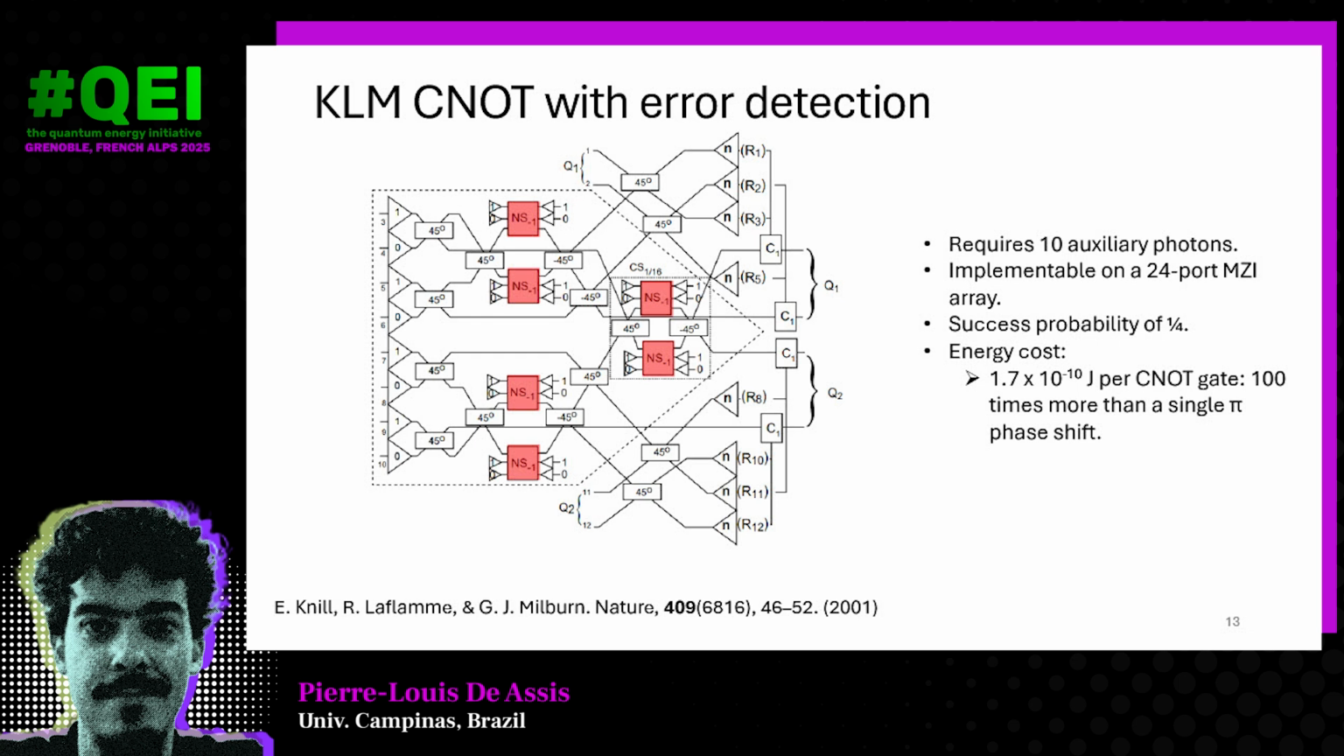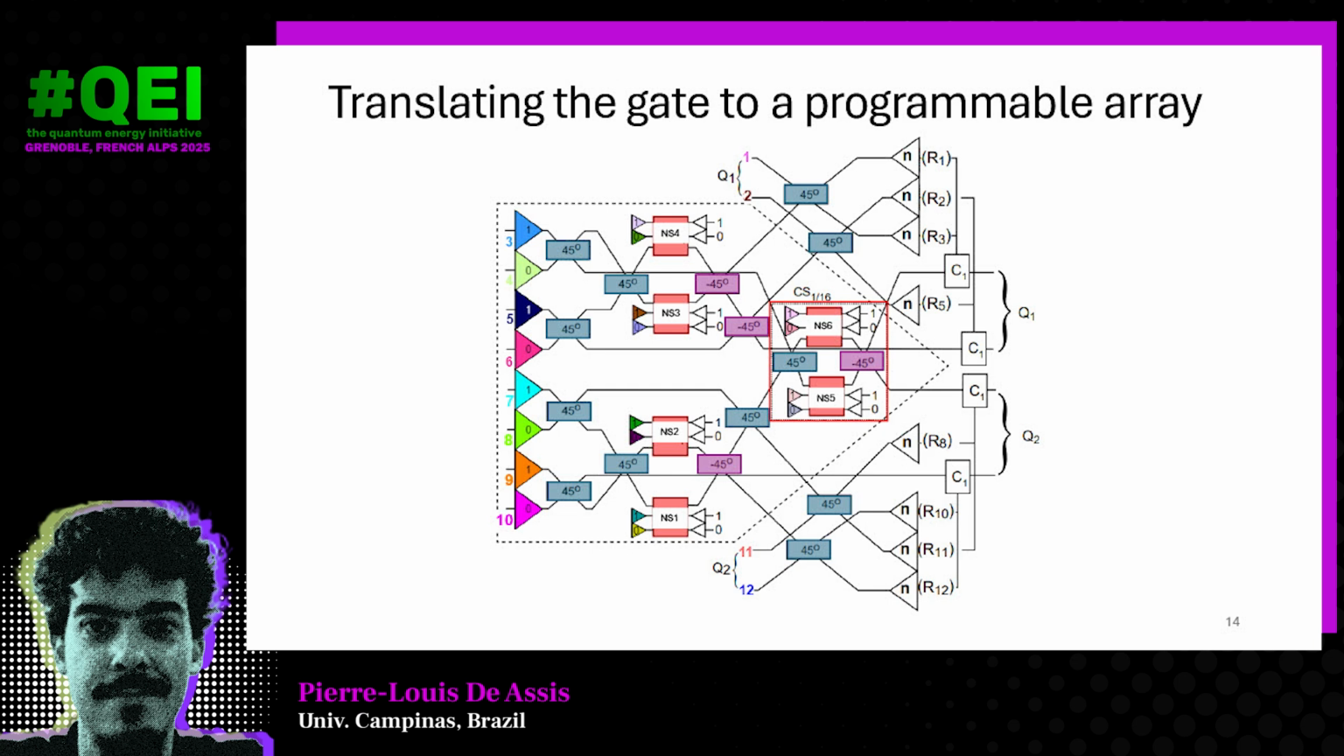qudits and qubits. And the energy cost that we found was about 170 picojoules, so it's already quite a lot. It's 100 times more than a single phase shift. And remember, the single phase shift is also a good figure of merit because the single qubit operations are essentially implemented by individual Mach-Zehnder interferometers. But how do we translate this to that Mach-Zehnder array?